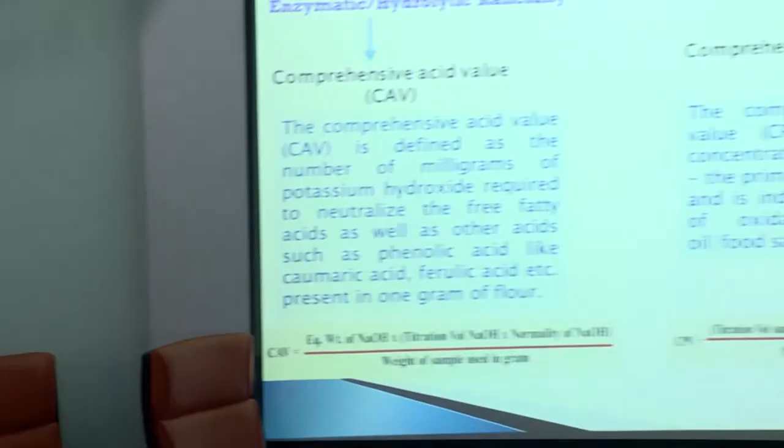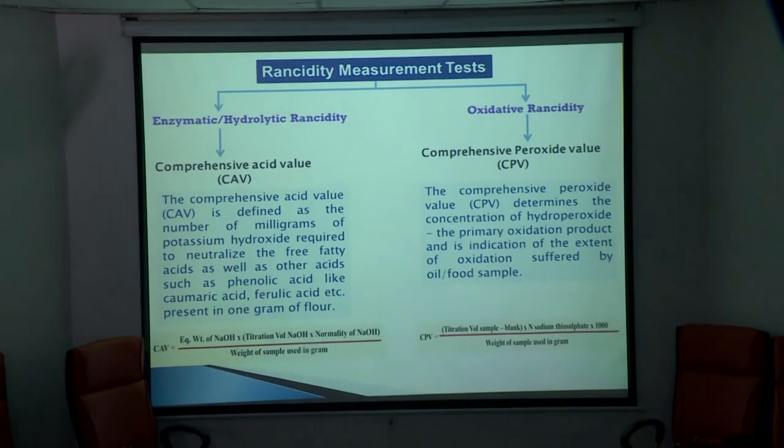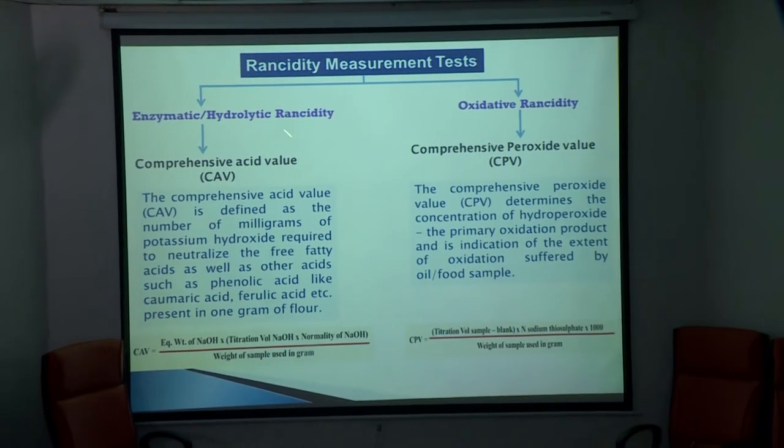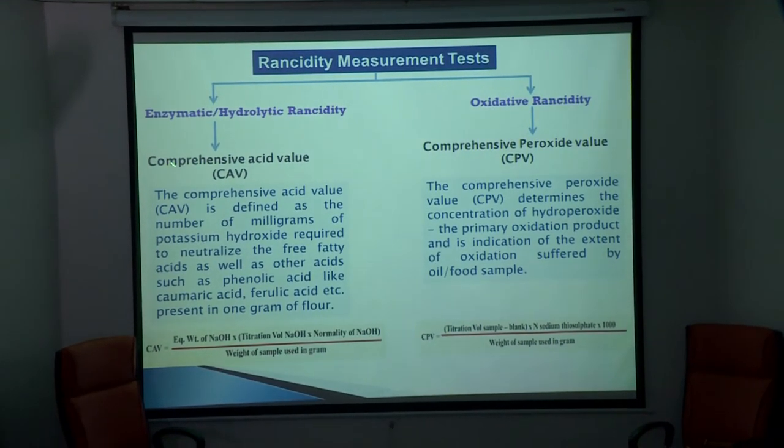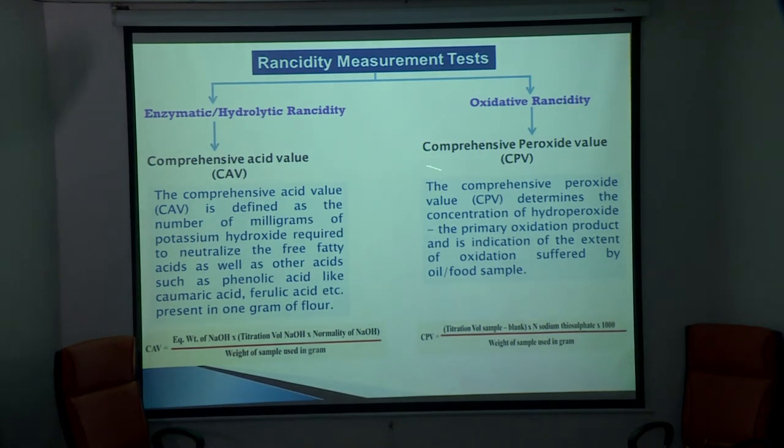So to measure the rancidity status in the flour, how much it has become rancid, in our lab we have developed two different tests, that is comprehensive acid value and comprehensive peroxide value, which target two different pathways of rancidity, that is enzymatic rancidity and oxidative rancidity. So these two tests will measure the rancidity status of the flour.